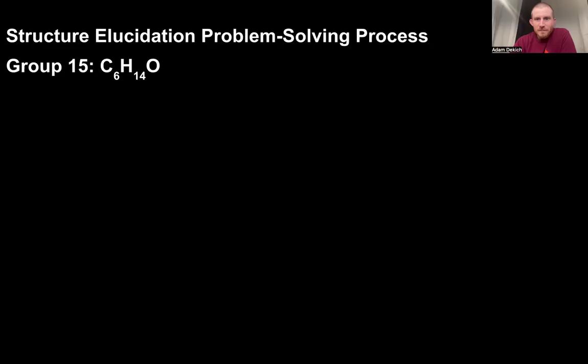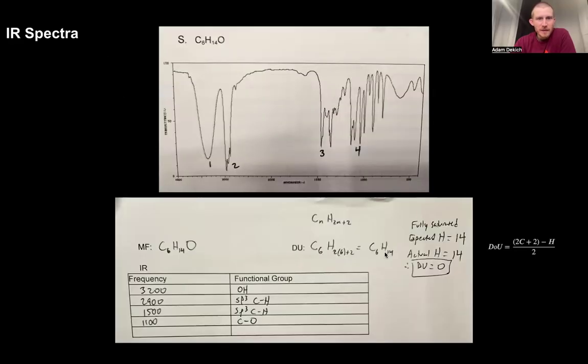So let's elucidate. I was in group 15, and the structure given was C6H14O, the molecular formula. And the first thing we see is the IR spectra.